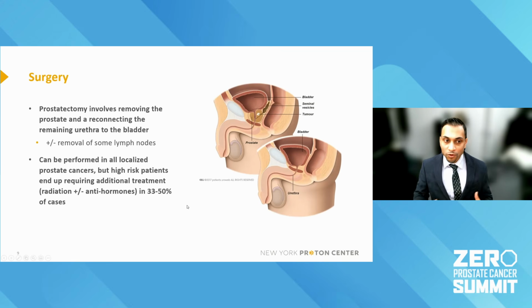So this can be performed for all localized prostate cancers, meaning from low risk to intermediate risk to very high risk. However, it is important to note that in high risk patients, particularly very high risk patients, anywhere from a third to a half of those patients do require additional treatment, because it's really hard to get the entire gland, to get everything and not leave any disease behind. So there's about a 33 to 50% chance of those patients to recur in high-risk disease.